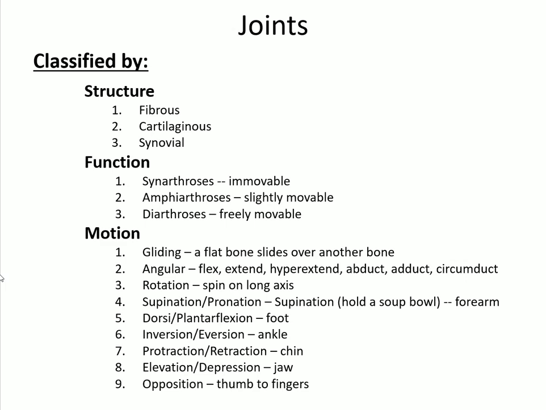Protraction, retraction, so that's the chin. Think about if you were going to force an underbite, that's protraction, and then retraction would be bringing that back. Elevation, depression, so that's the jaw only. When you open your mouth, that's depressing the jaw. When you close it, that's elevating the jaw. Opposition, that is touching your thumb to each finger, so your thumb to your forefinger, thumb to your middle finger, all of that.